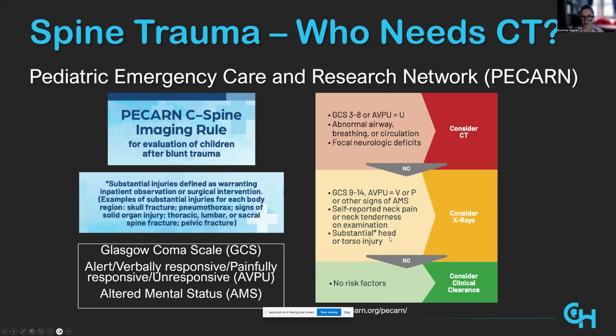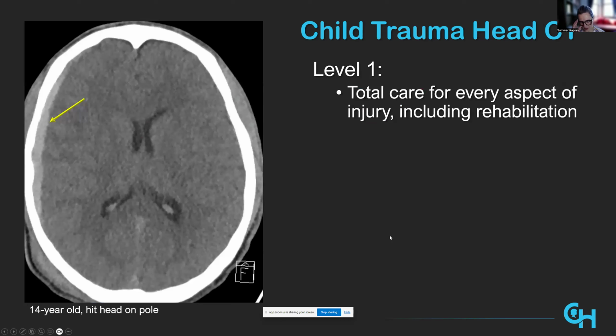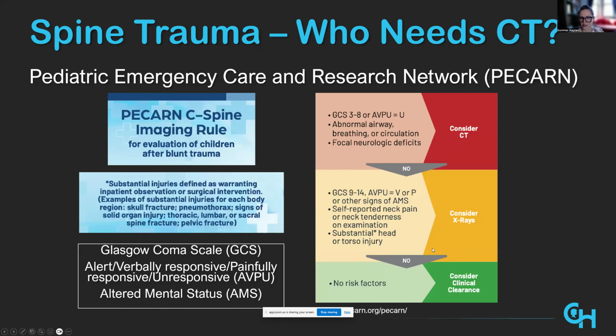Spine trauma. I'll pause for a minute here. Did anybody have questions on what I've shown so far on the head imaging? Okay, and I can't see the chat, so at some point somebody can let me know if there's any questions in the chat. Yes, I'll let you know.